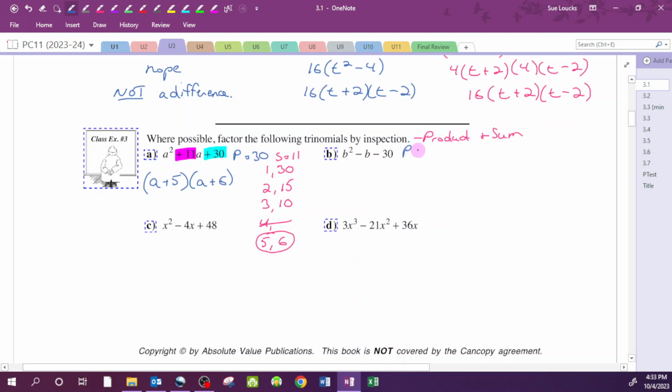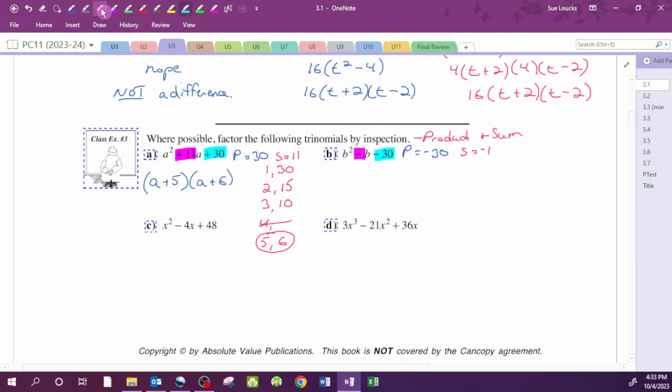This time my product is negative 30 and my sum is negative 1, because remember there's a negative 1 in there. I'll just highlight the colors so you see where they came from.